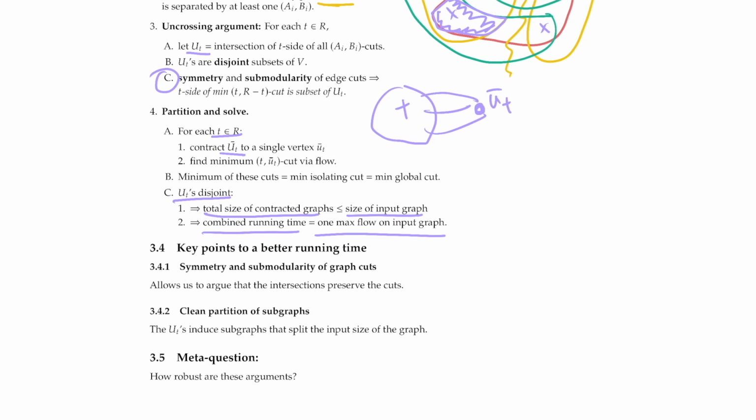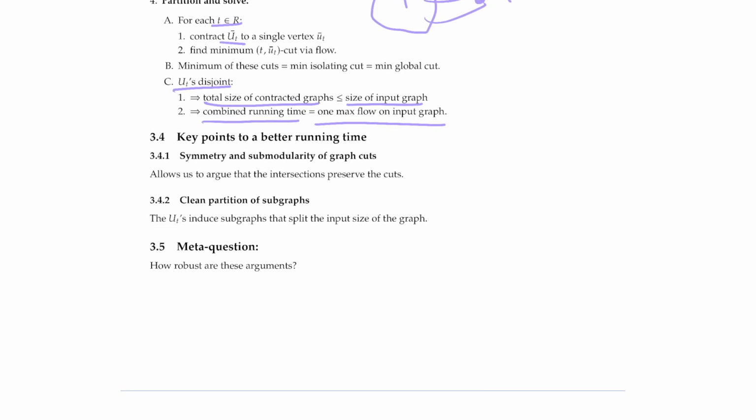So what were the key points then towards getting this better running time? Symmetry and submodularity of graph cuts lets us sort of uncross these log n partitions and cuts and argue that these intersections will still contain what we really need. Okay, so symmetry and submodularity is really important.